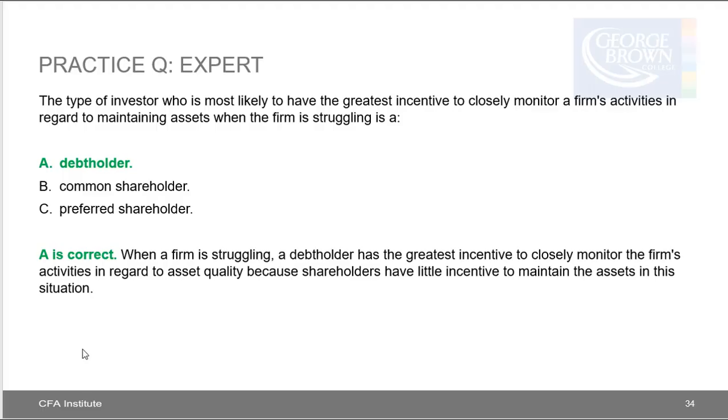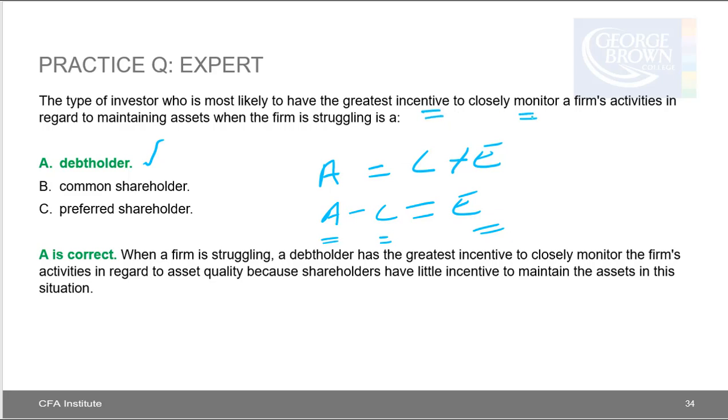Okay, the correct answer is A. A is correct. When a firm is struggling, a debt holder has the greatest incentive to closely monitor the firm's activities in regard to asset quality because shareholders have little incentive to maintain the assets in this situation. So again, assets equals liabilities plus equity. Assets minus liabilities equals equity. Equity is a residual value. Sell all the assets and you have to pay all the debts. Therefore, the debt holder is first in line. If you're first in line for the assets, you're most likely going to have the greatest incentive to closely monitor a firm's activities in regard to maintaining those assets, okay?